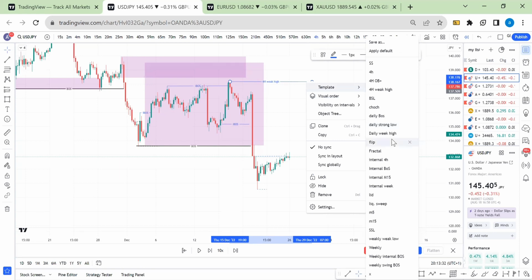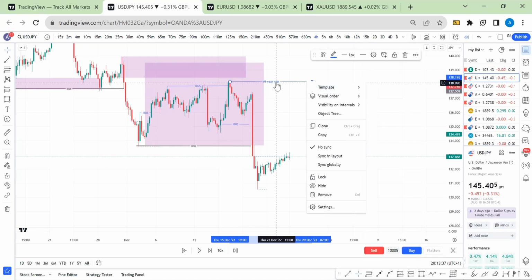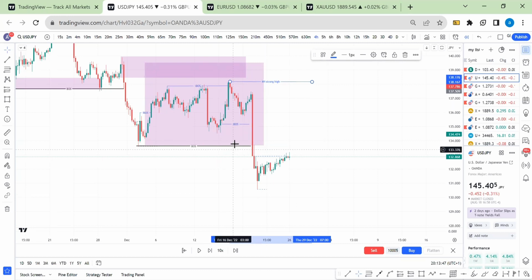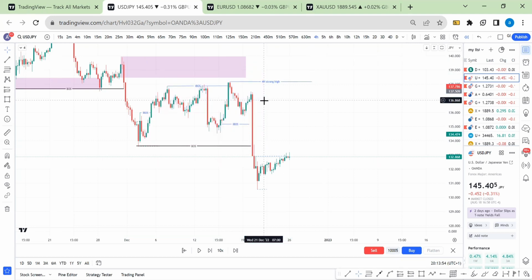I'm not sure I have it there. I'll just name it daily strong high. I don't even have it. Let me just type 4 week strong high. Okay, I believe you all understand the concept of strong and weak highs because in a downtrend price, the highs will be strong. Okay, this is not useful. I just use it to explain.